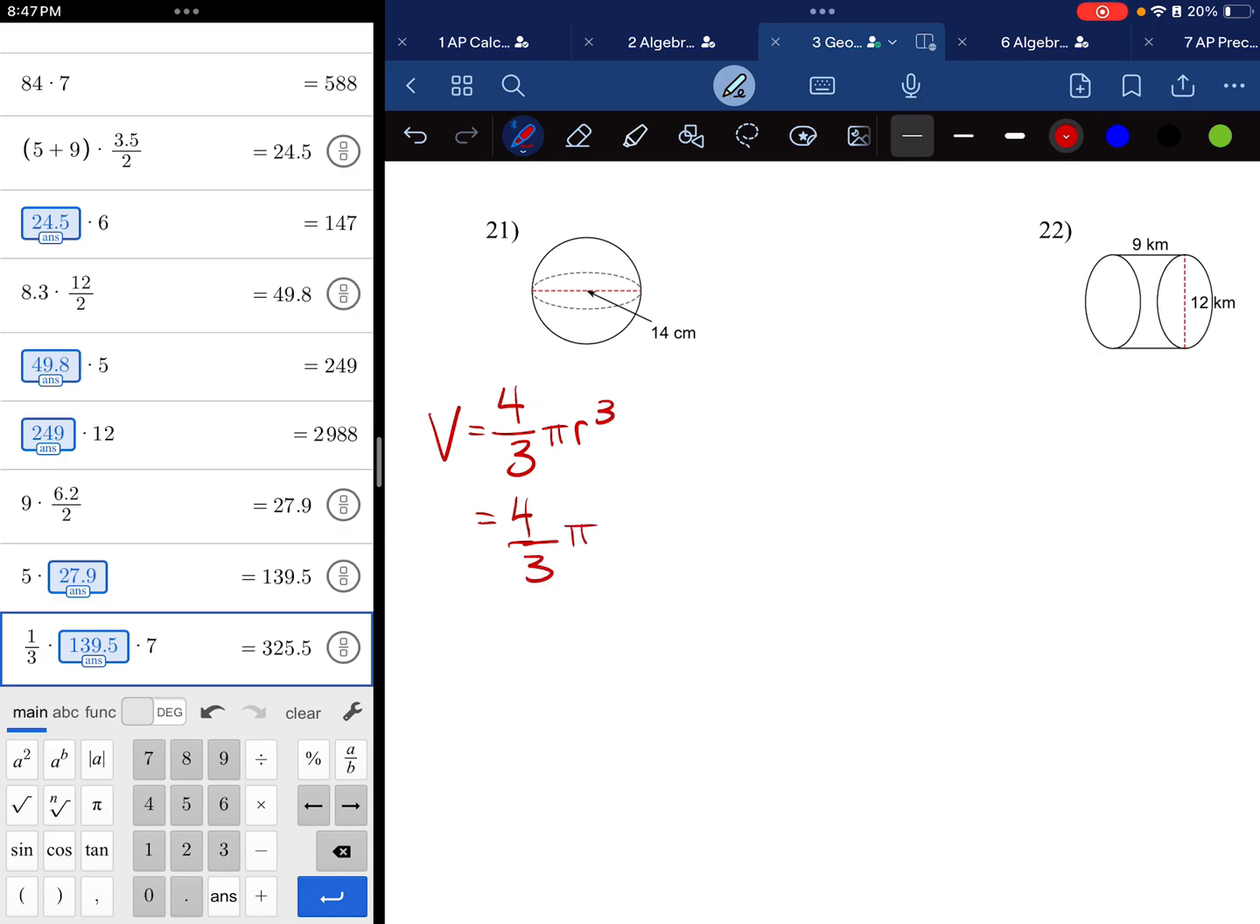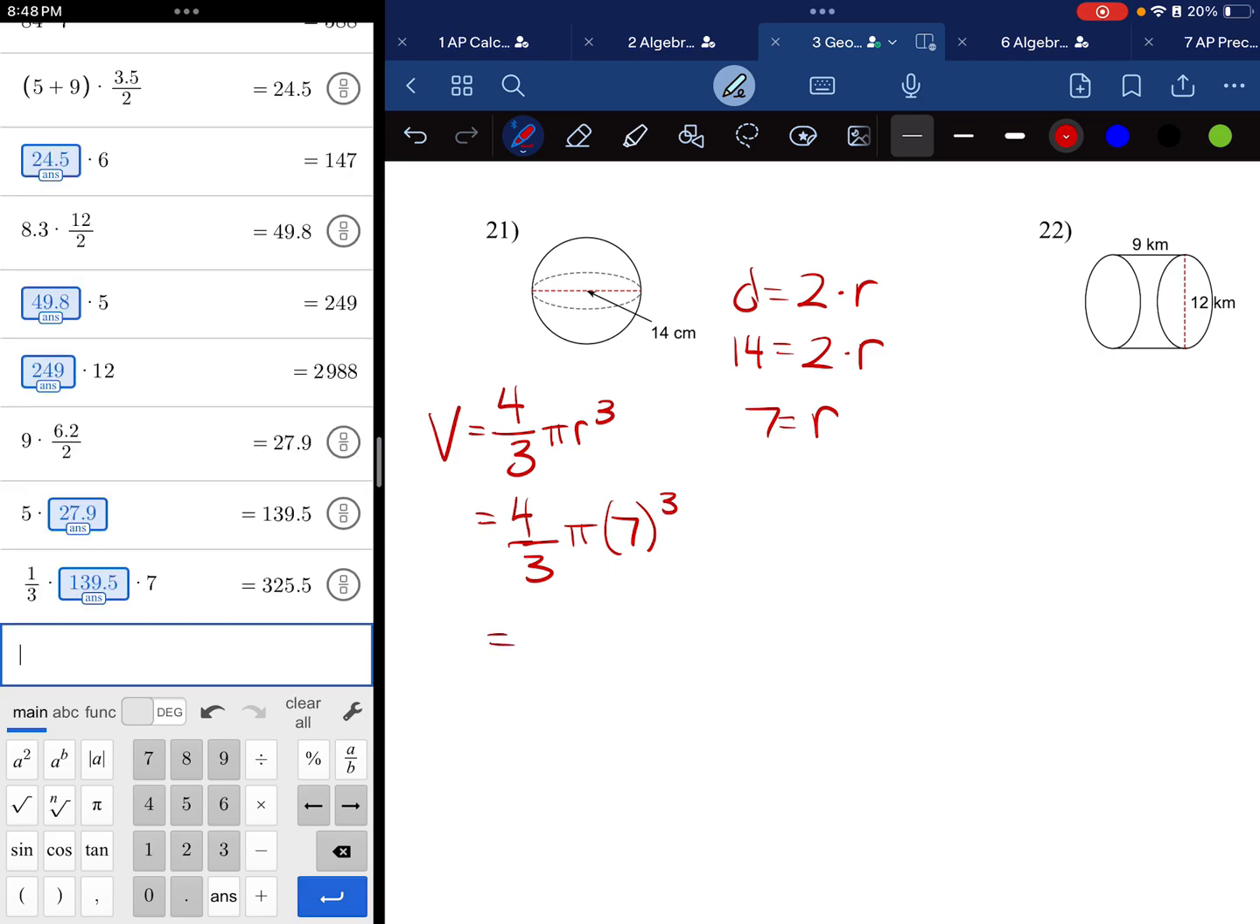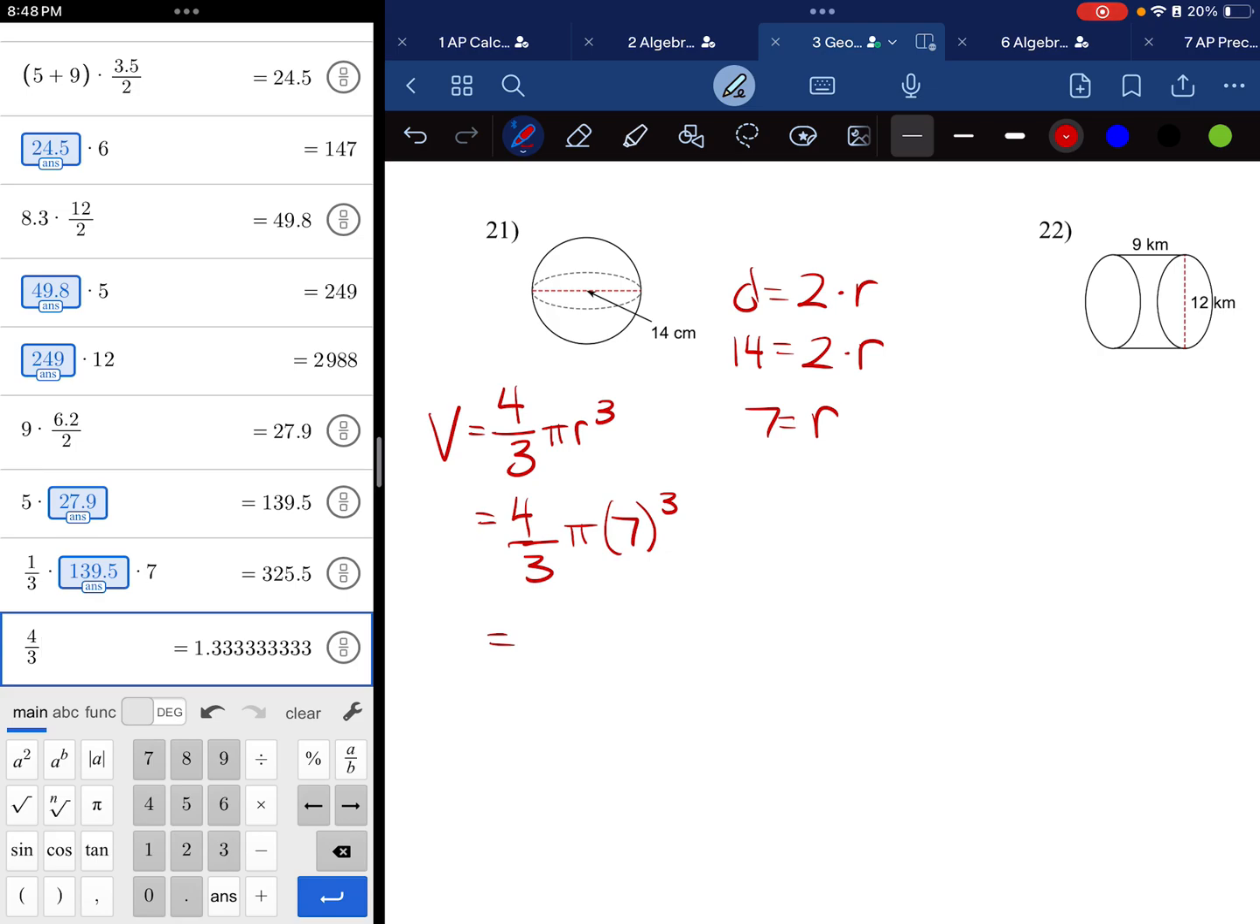4/3 pi. The radius here is not 14. 14 is the diameter. Again, the diameter is always twice the radius. So if the diameter is 14, you divide both sides by 2, and the radius is equal to 7, right? So I can say 7 to the power of 3. I just type this into the calculator, and I'm essentially done. So I'm going to type in 4/3, and I multiply that by pi, and then I multiply by 7 cubed. 7 to the power of 3.